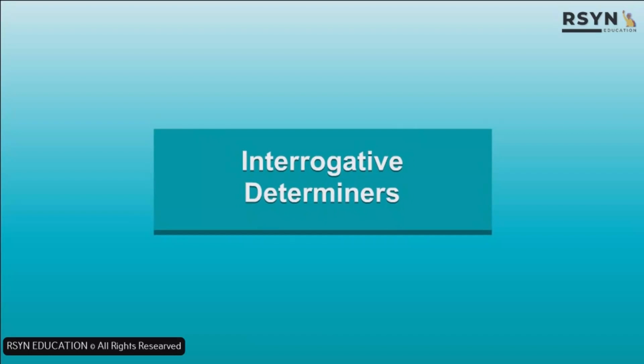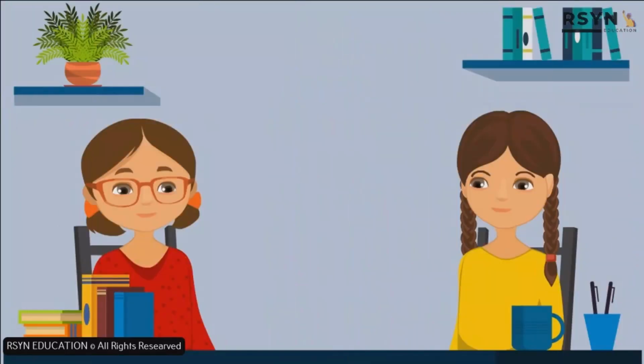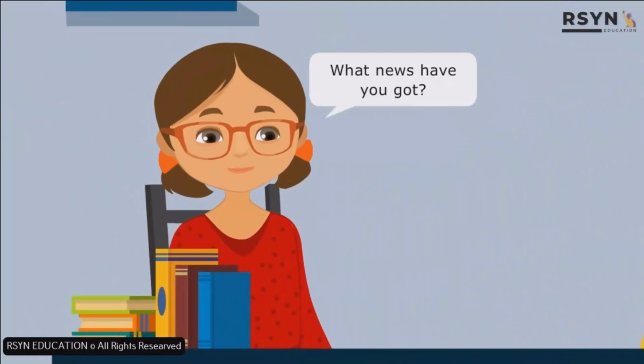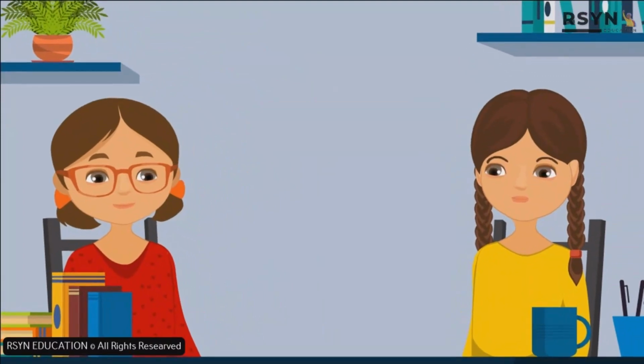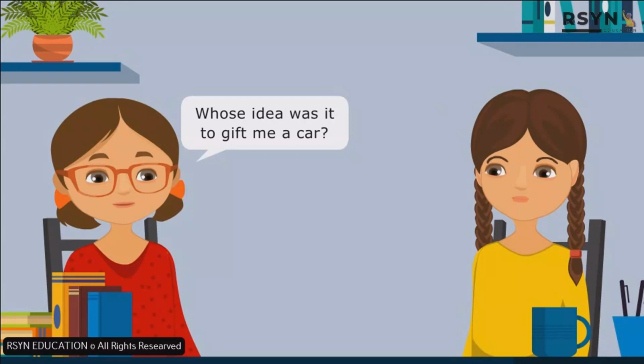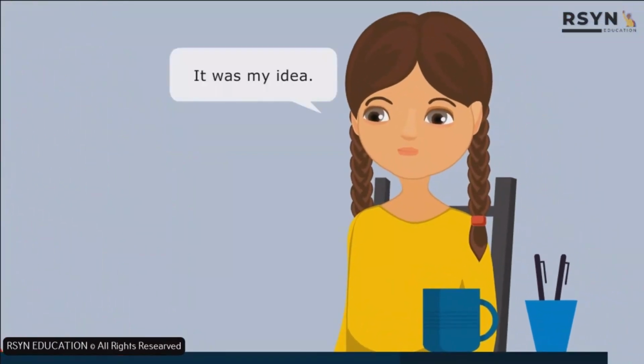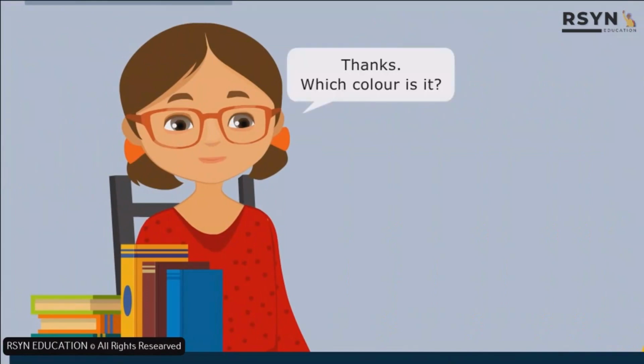Interrogative determiners. I have some good news for you. What news have you got? Mother and father have decided to gift you a car. Whose idea was it to gift me a car? It was my idea. Thanks. Which color is it?